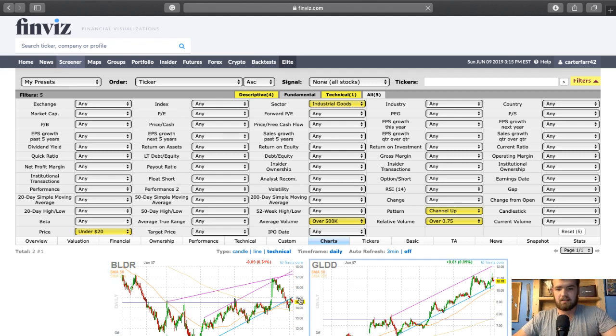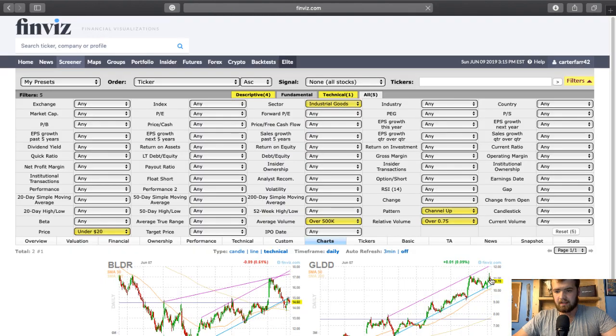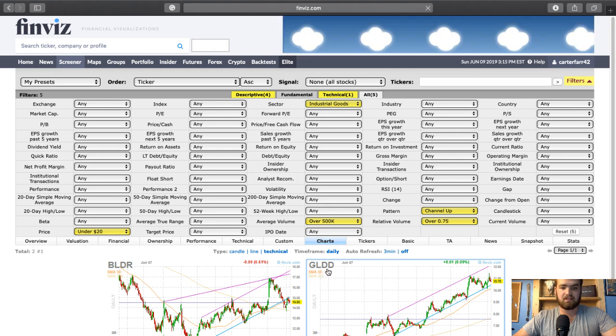Looking at this, GLDD going slow but steadily up, so something to keep in mind. It has some sort of resistance at $12, so there possibly could be some room here on GLDD. And then BLDR hitting some sort of support on this support line, so maybe another possibility for it to go up as well.